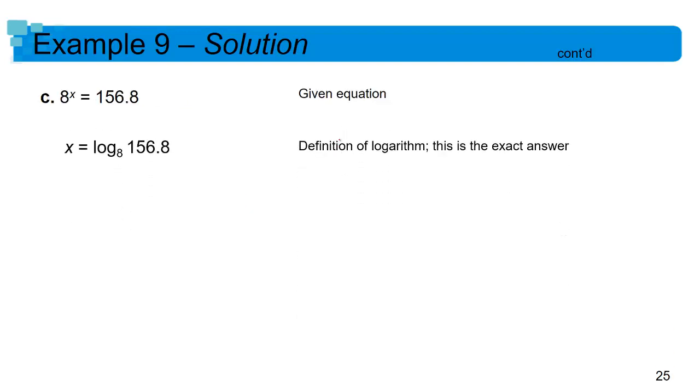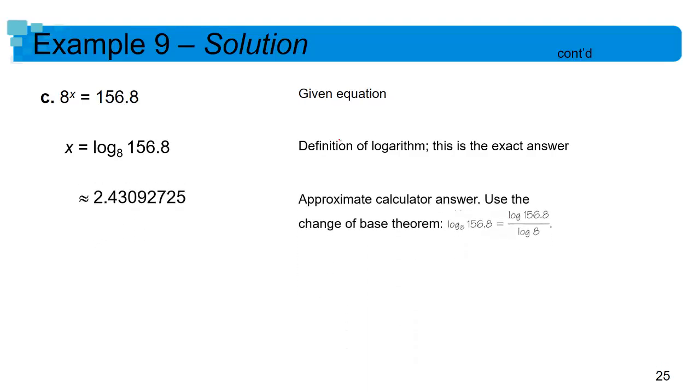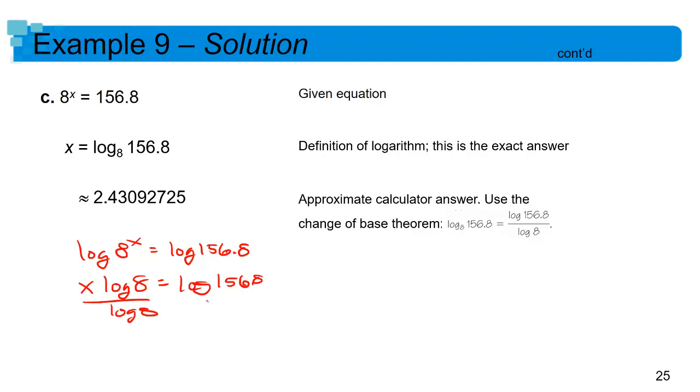Okay, so now here's what we're thinking this one is. To solve for x, we have to take log base 8 of both sides to undo the 8. But how do we calculate log base 8? Well, we have to change the base: log of 156.8 over log of 8. But really, that just comes from taking log of both sides. So if you take log of 8 to the x equals log of 156.8, remember our rule, the x comes down in front, so we have x log of 8 equals log of 156.8. And then, of course, you divide by log of 8 to get rid of this, and you see how this is the same thing as that.